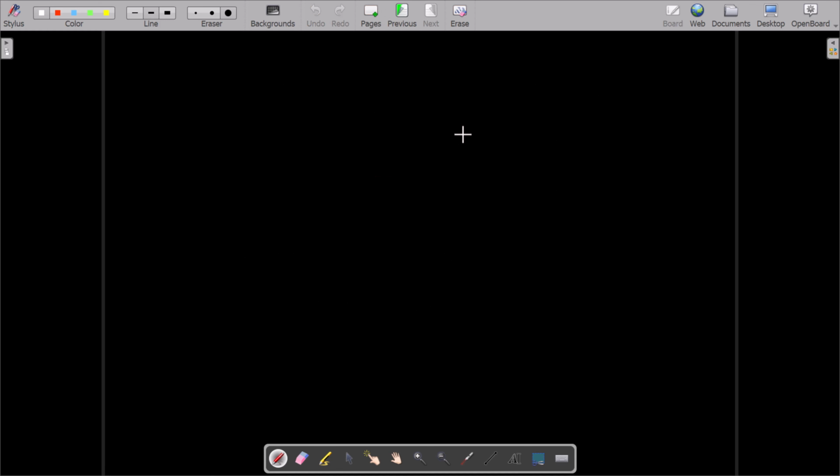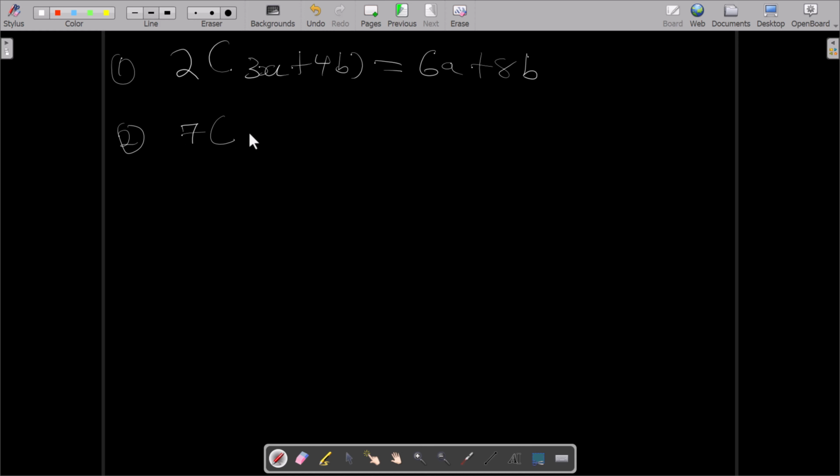Let us dive in deeper with the algebra. For example, you are given in algebra 2 bracket 3a plus 4b. What do you do? You expand this, you multiply to become 6a plus 8b. This is example 1. Example number 2, probably you'll be given 7 bracket x plus y bracket minus, let us say 3 bracket x minus y, to expand.